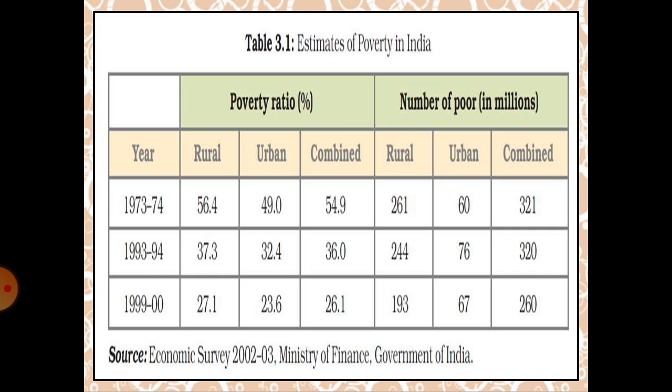So this calculation is done periodically, normally once every 5 years. It is conducted by a sample survey under the leadership of the NSSO, the National Sample Survey. Okay, so this national sample survey is done once every 5 years. It is used for comparing the development of a nation.